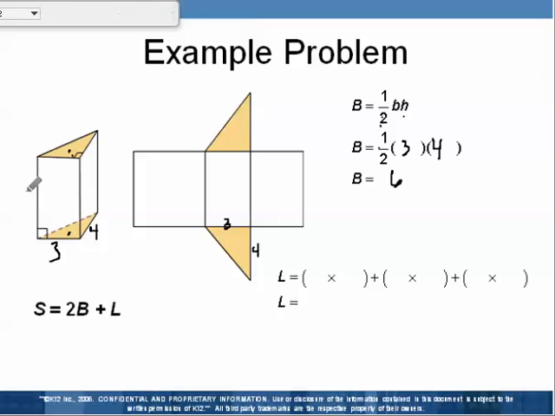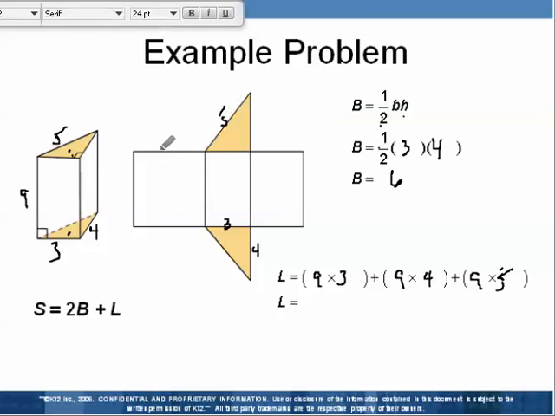If we say that our height is 9 in this situation, to find the lateral surface area we would say 9 times 3 plus 9 times 4 plus 9 times 5. Where'd the 5 come from, Mr. Green? Well, I used the Pythagorean theorem real quickly in my head and realized that side there is 5. That makes this one 5, and this one 4. The height here is all 9s all the way across.